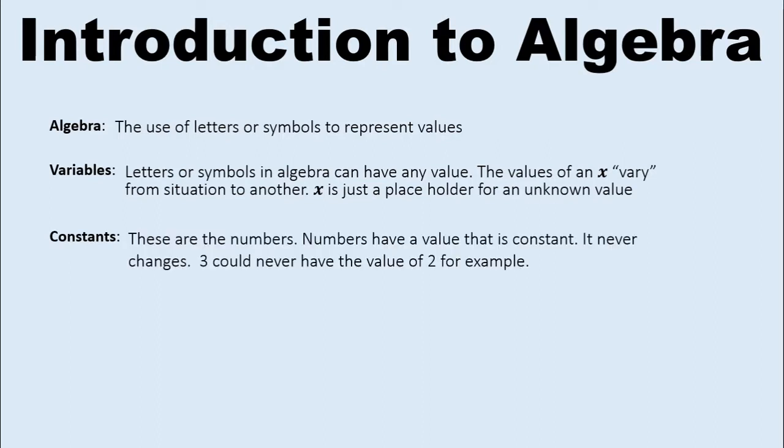Constants are the numbers. These numbers are called constants because the values never change. 3 could never have a value of 2, for example.